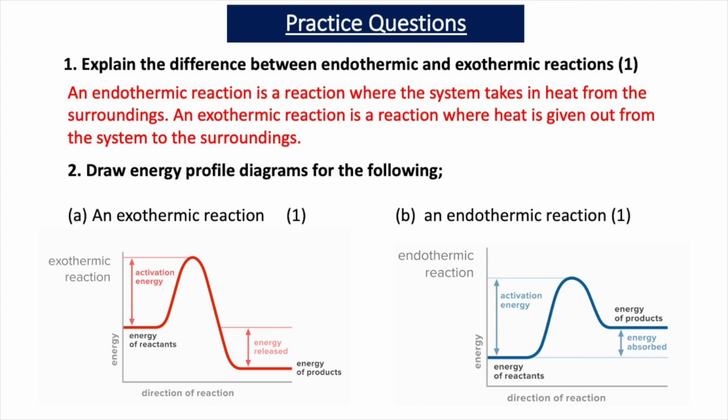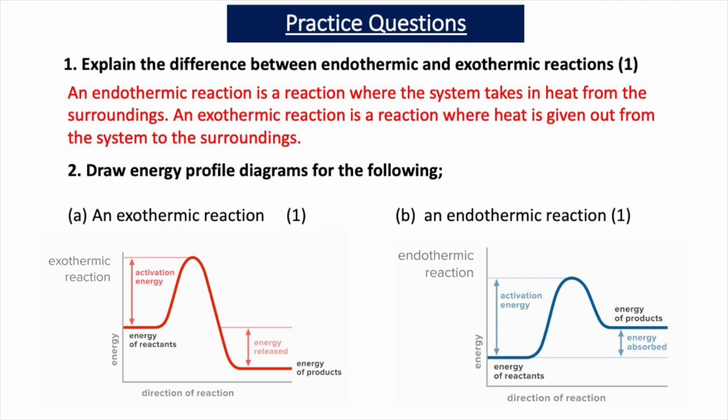So an endothermic reaction is accompanied by a temperature drop because heat has been taken in by the chemicals from the surroundings. And remember, when you measure the temperature, you're measuring the temperature of the surroundings. And an exothermic reaction is a reaction where heat is given out from the system to surroundings. So therefore, there is a temperature increase because the chemicals are giving out heat to the surroundings and you're measuring the temperature of the surroundings when you carry out an energetic experiment.